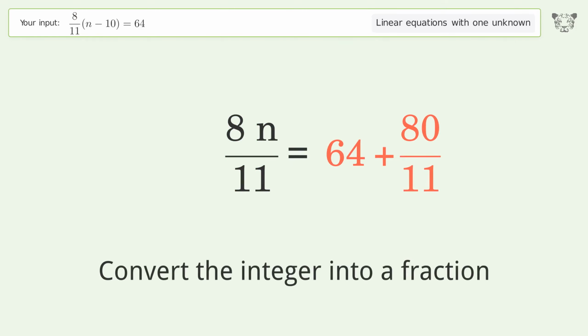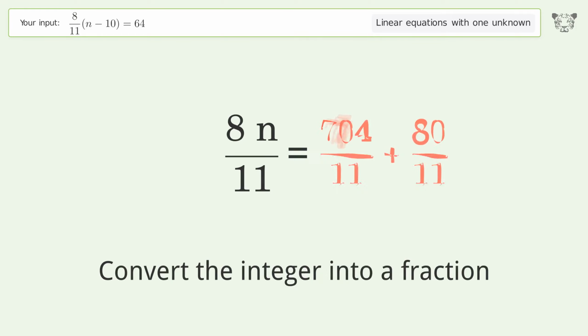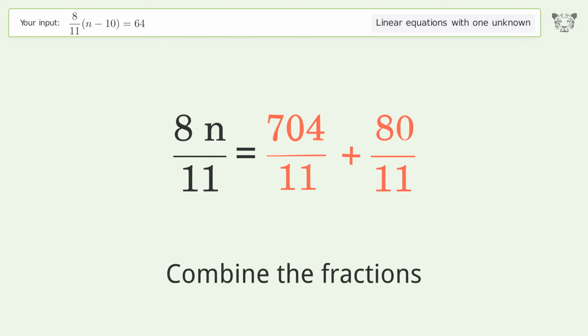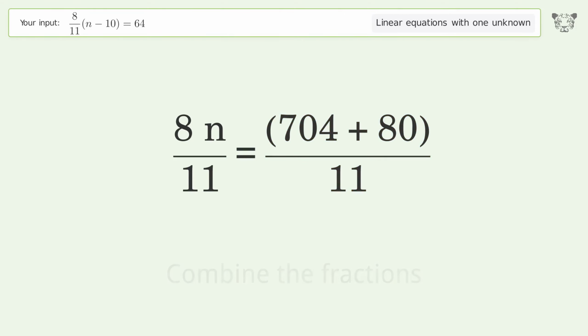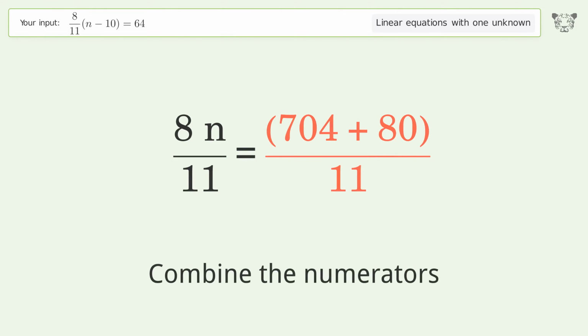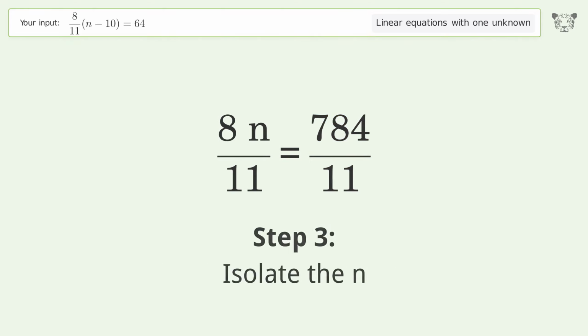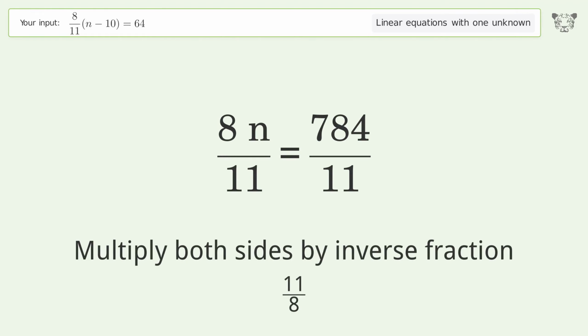Convert the integer into a fraction. Combine the fractions. Combine the numerators. Isolate the n. Multiply both sides by inverse fraction 11 over 8.